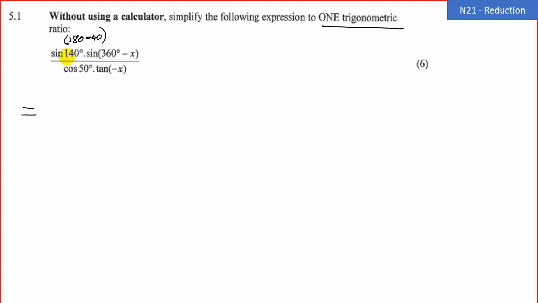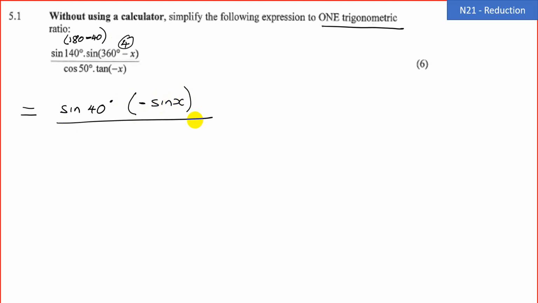So, 180 minus 40 is in the second quadrant. Remember, sine is positive. That will change to sine 40 degrees. Then we go to the next one, sine of 360 minus x. Remember, that's your fourth quadrant, and in the fourth quadrant, sine is negative.